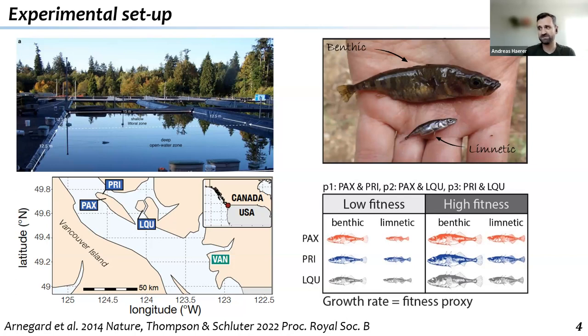What we did then is, for each population, we took the fish with the lowest and with the highest growth rate and grouped them as low and high fitness fish. So that's what I'm going to talk about for the rest of this talk.